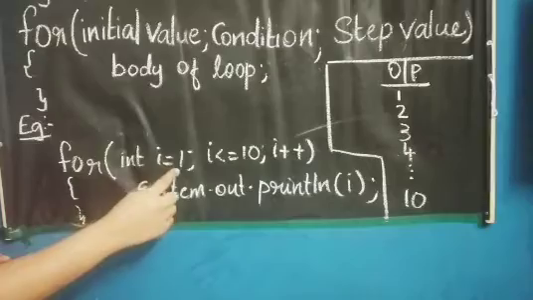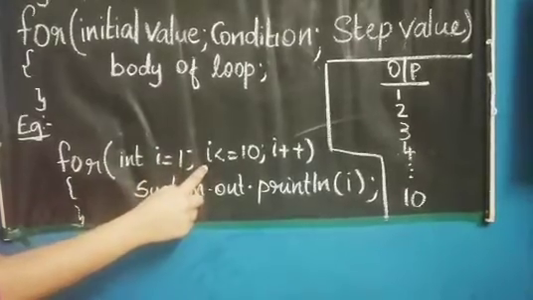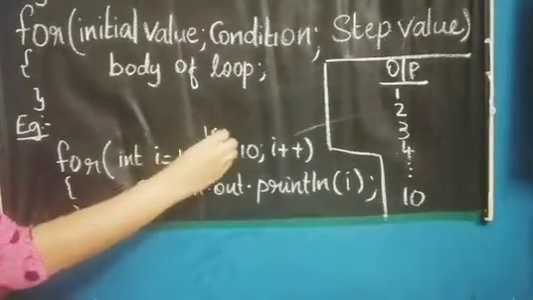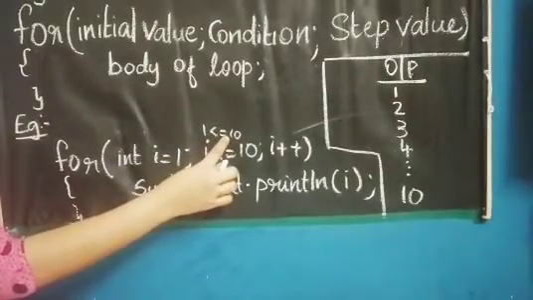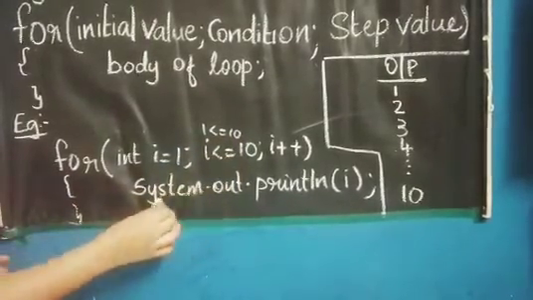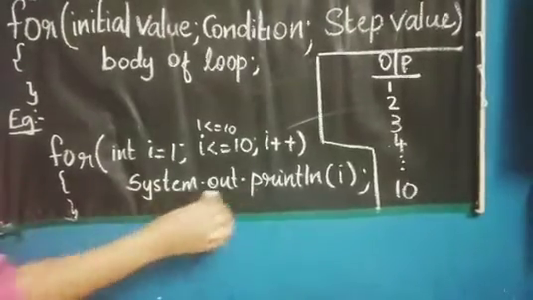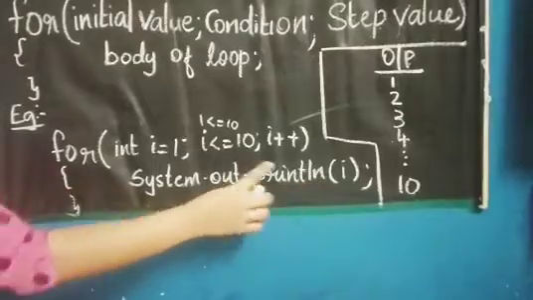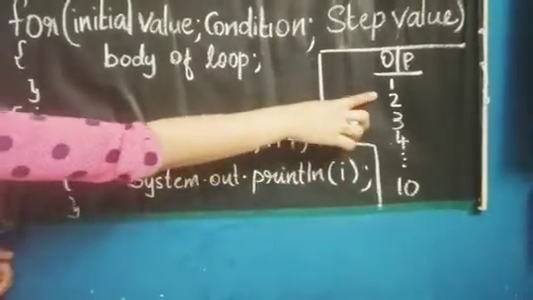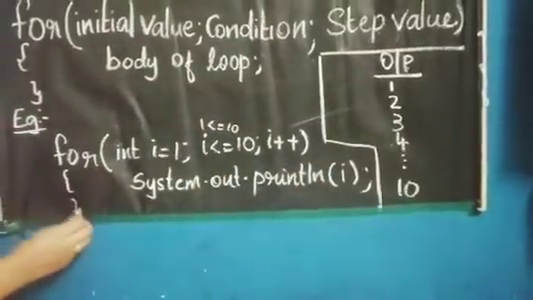So we'll see i = 1. Then it will check the condition whether 1 is less than or equal to 10. The condition is true. Since the condition is true, it comes inside the loop and prints the statement. Here we have written System.out.println(i). So the i value is 1, and you get the output 1 there. Then again, the end of the block.